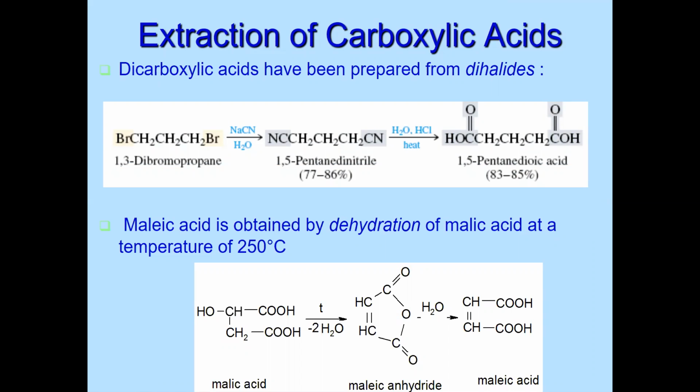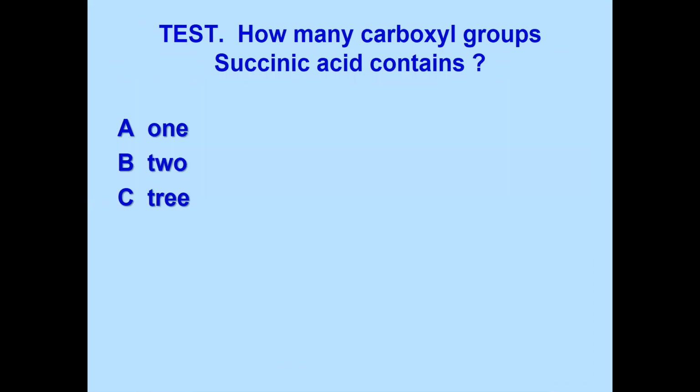Dicarboxylic acids have been prepared from dihalides. Maleic acid is obtained by dehydration of malic acid. Test. How many carboxyl groups does succinic acid contain? The correct answer is 2.